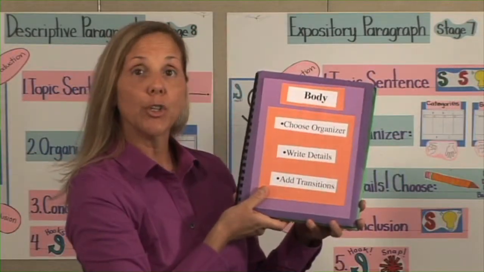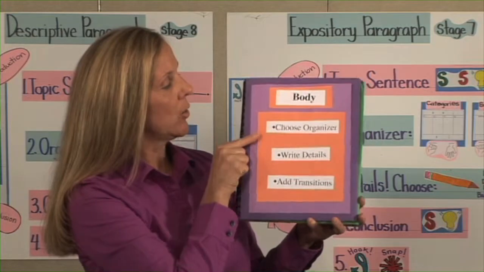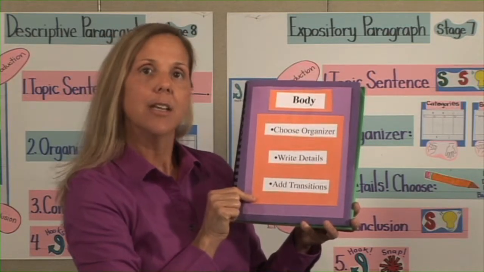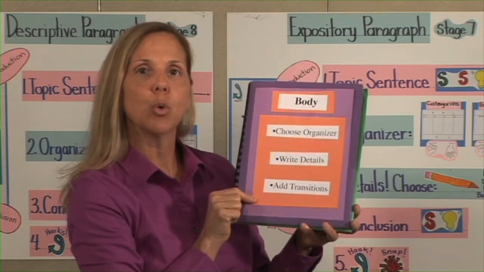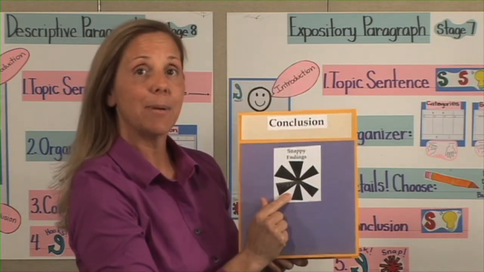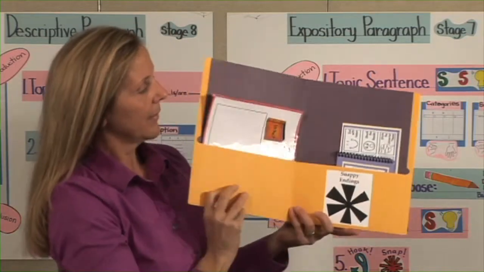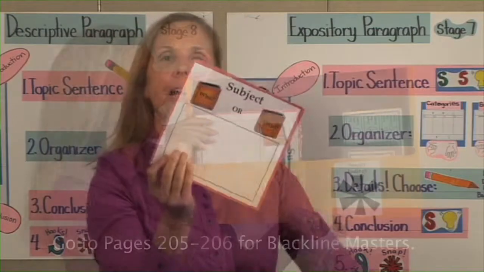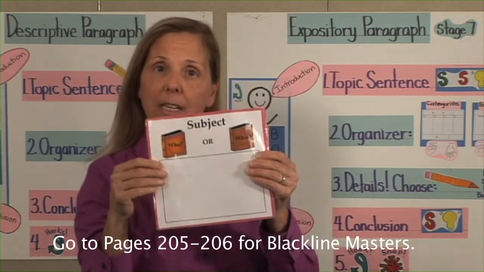We finished with all your tools for the body: choosing an organizer, writing details, and adding transitions. Next, let's look at our conclusion tools. In our conclusion, we'll write a conclusion and add a snappy ending. Inside of my conclusion file folder, I have my 2 cards to write my conclusion.